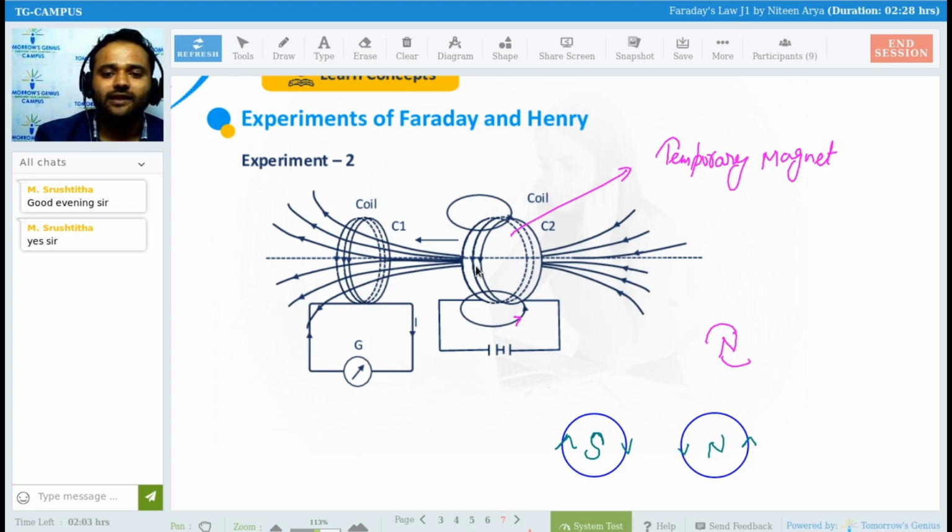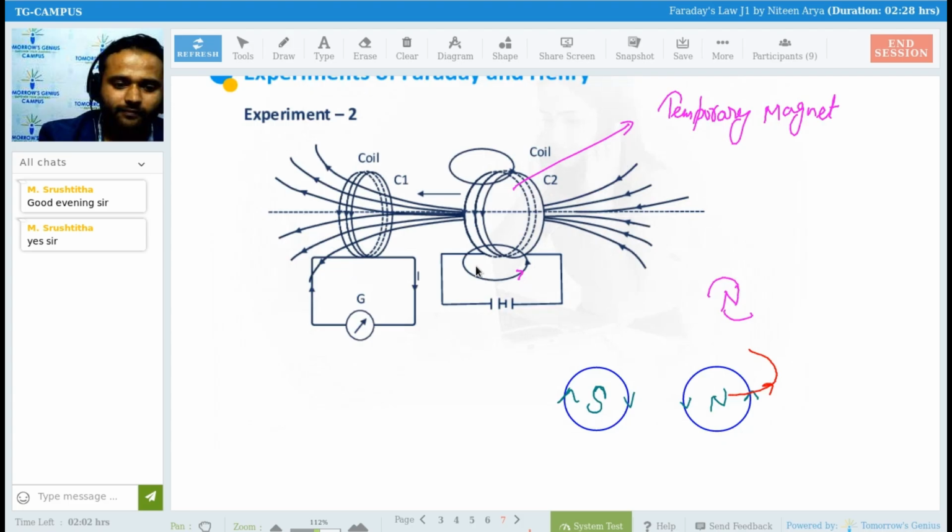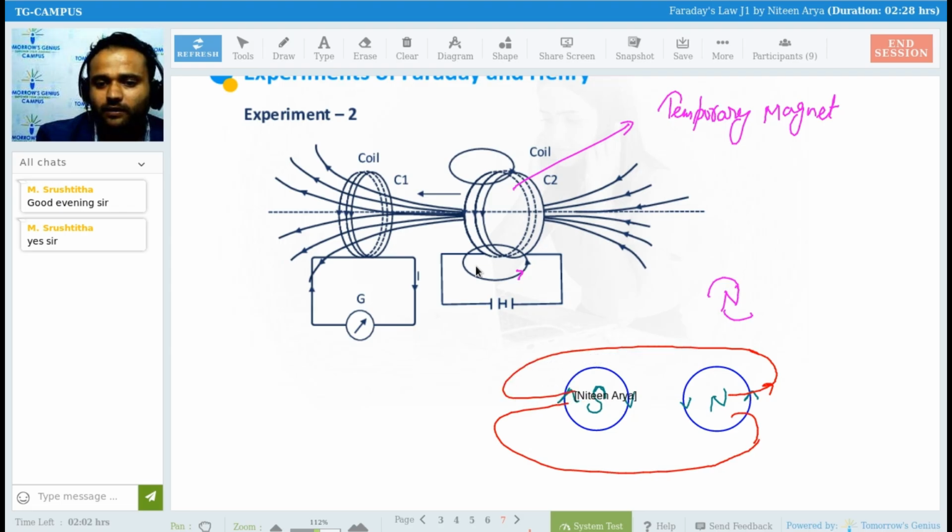Simple. So whenever in any current carrying loop there is an anti-clockwise current, there is a north pole of a magnet. Clear? And whenever there is a north pole of a magnet, what does it state? Obviously from here the magnetic field is going to arise, and here we are going to get it in this way.